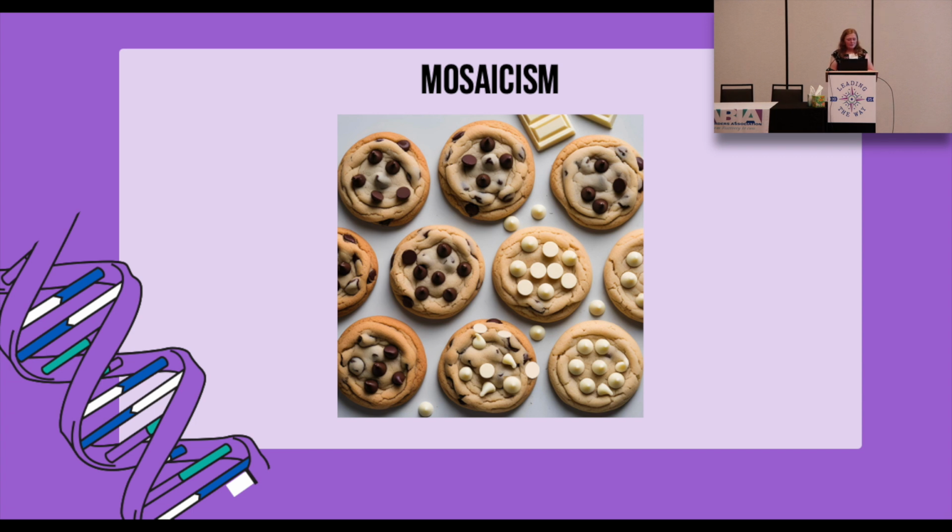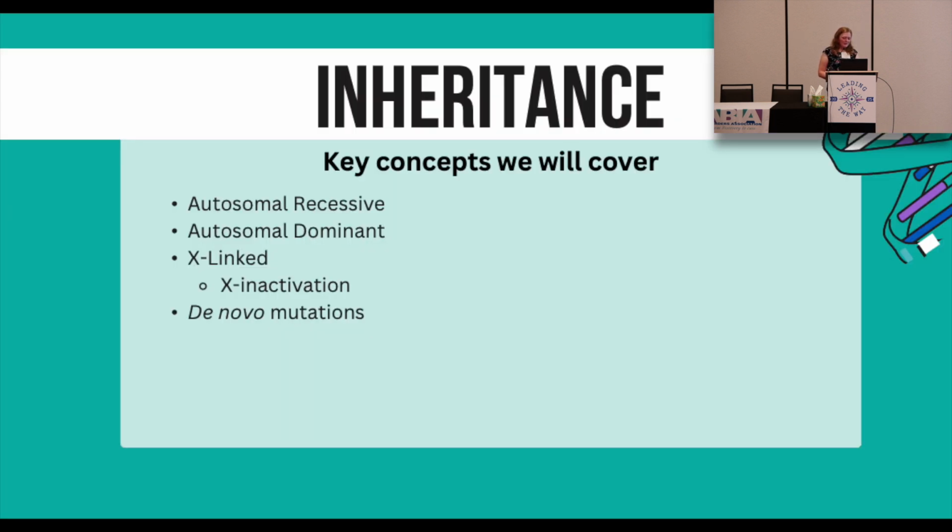And then the next thing we're going to cover, I know it's a lot of information, but inheritance is a key thing when it comes to genetic counseling, because a lot of people come in wondering, how did this happen, and what are the chances that this would impact future pregnancies? And so some of the key terms that we're going to talk about are different types of inheritance, like autosomal recessive, autosomal dominant, and X-linked. And then we're going to talk about de novo mutations and how those are a little bit different than these inherited conditions.